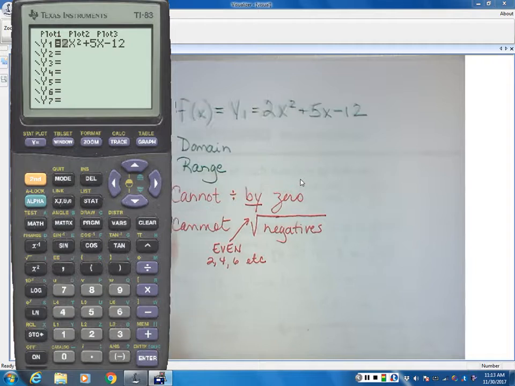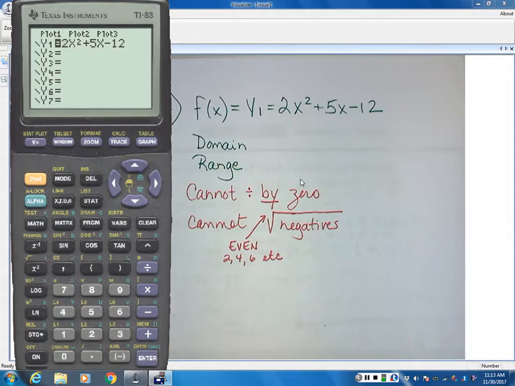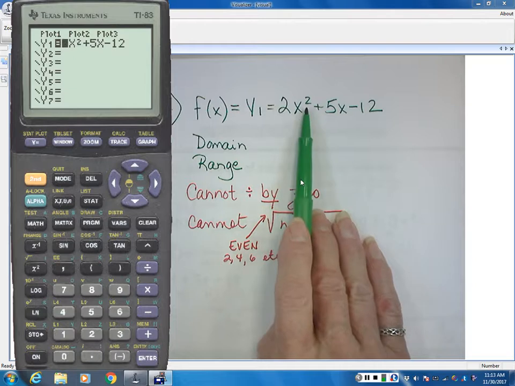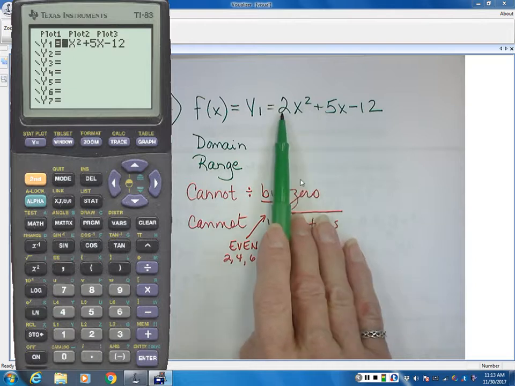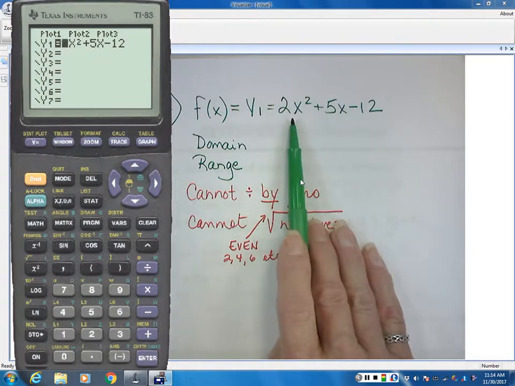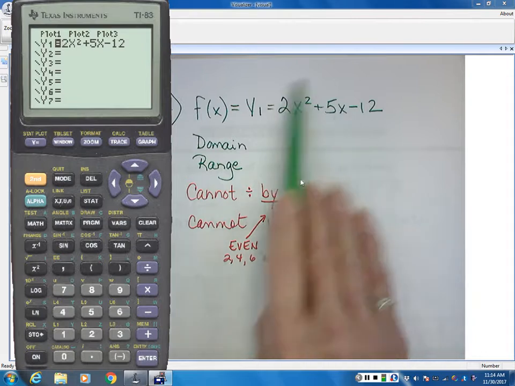So the two things that we cannot do is we cannot divide by 0, and we cannot take square roots or fourth roots or sixth roots of negative numbers. What we see is that f of x's job is, f of x takes whatever you give it, which is x, it squares it, and it multiplies it by 2. Then it also multiplies whatever you give it for x by 5. And then it adds that to the first answer. And then from that total answer, it subtracts 12.